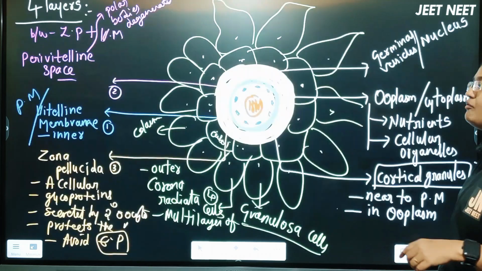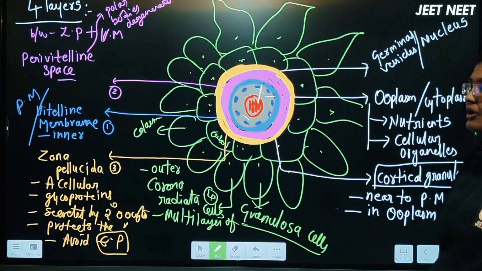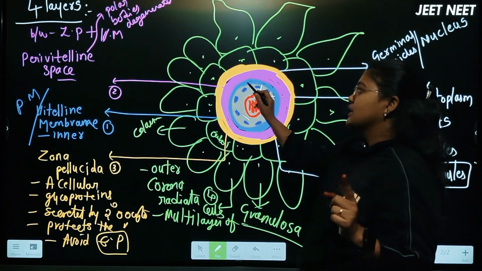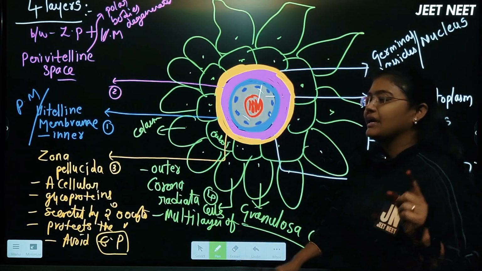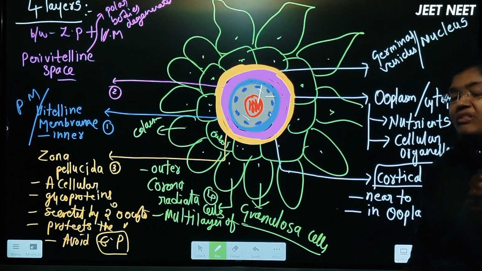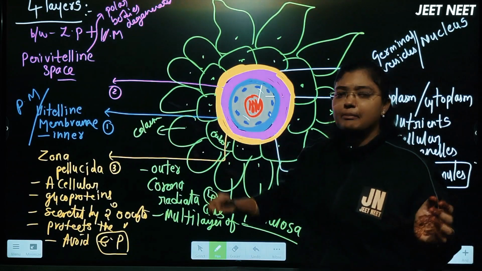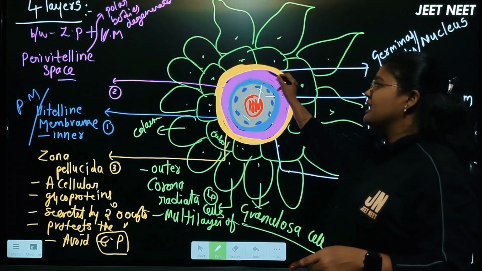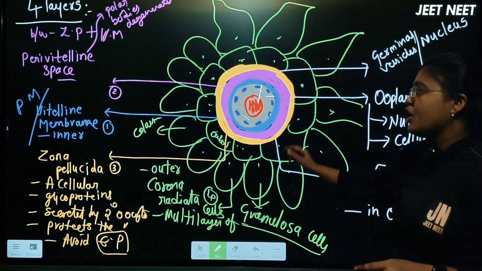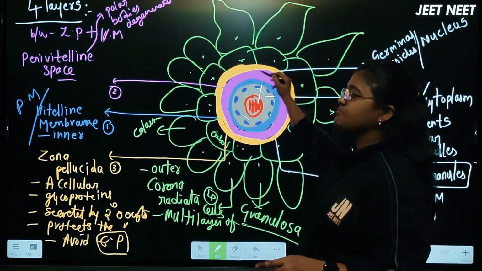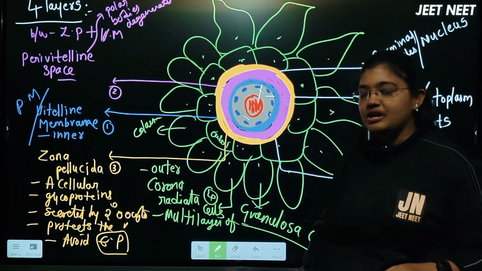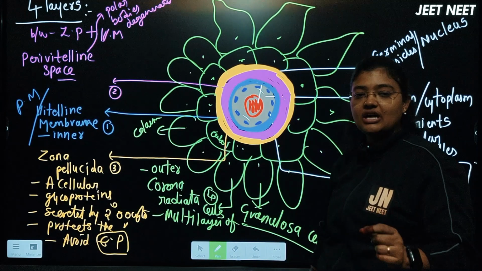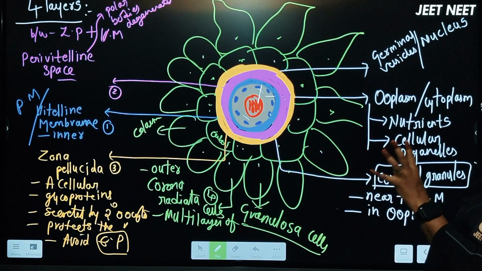Okay, right. The ovum is surrounded by how many layers? Four layers. The first innermost layer we call the vitelline membrane, which is the inner one, and it acts like a plasma membrane. Outside the plasma membrane there is a space called the perivitelline space. Outside the perivitelline space we have the next membrane called the zona pellucida. After that we have a layer called the corona radiata, right? This is a direct NCERT diagram, beta.